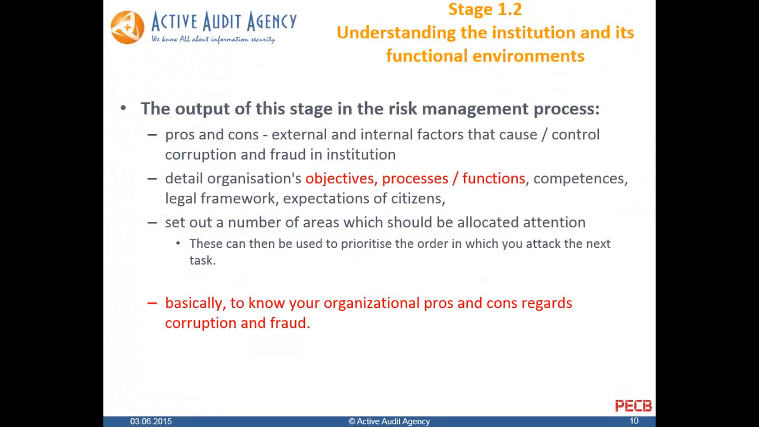The output of this stage is the risk management. In the risk management process are pros and cons, external and internal factors that cause or prevent corruption and fraud in the organization, detailed organization objectives, process, functions, competences, legal framework, expectation of citizens, etc. Set out a number of areas which should be allocated attention. Basically, the main objective of this stage is to understand organizational pros and cons regarding corruption and fraud.